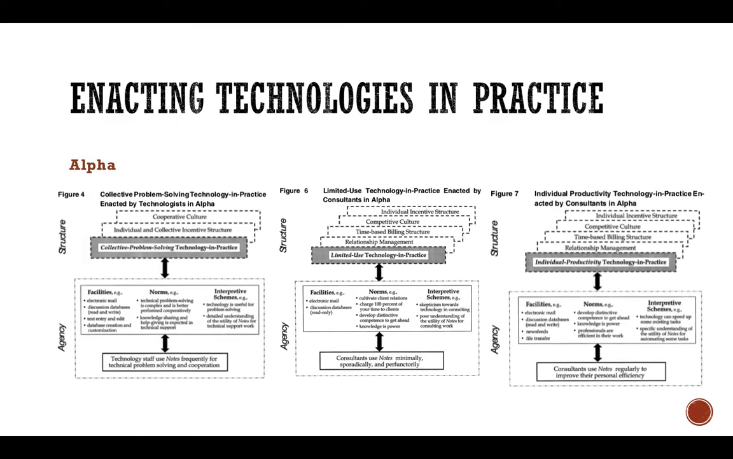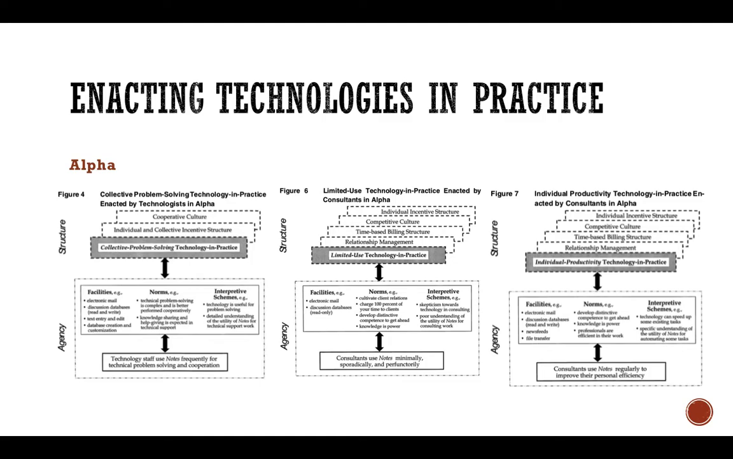For Alpha company, we see that different individuals ended up enacting differently. The first of the enactments is the collective enactment, where it is used for collective problem solving. In this case, the individuals participating in such enactments use electronic mail as a good communication tool, use the notes as a discussion database, and they used it for entering and editing text and database creation and customization. And they use this for technical problem solving and cooperation among themselves.